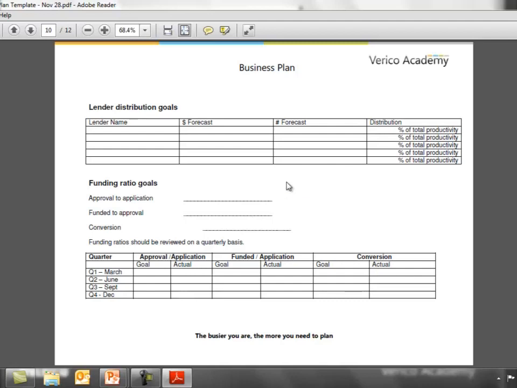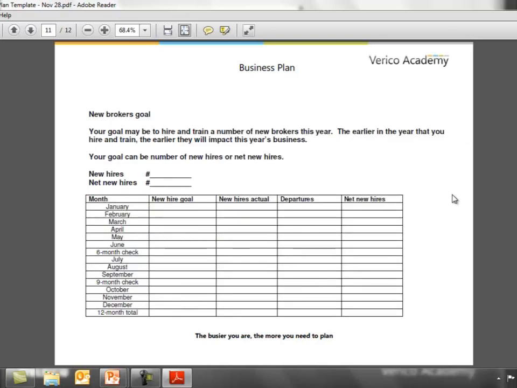Funding ratio goals are really important to the lenders now, and they should be important to you because they're a good indicator of whether or not you're being effective in your business and if you're working for nothing. So if you have a low funded to approval or conversion ratio, which is funded to application, then that means that you're doing work and the deals are not coming to fruition, and that's costing you time and that's costing you money. So we do suggest that you keep track of this, and again, we think you should keep track of it on a quarterly basis. The goal that you set for yourself and the actual.